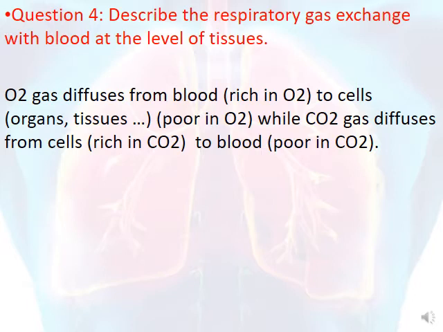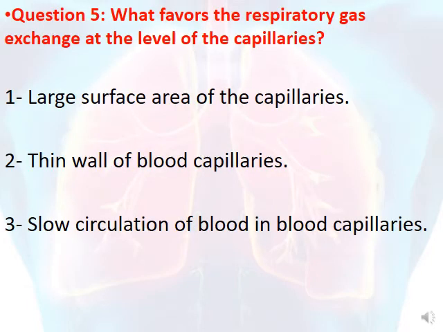So oxygen gas diffuses from the blood, rich in oxygen, to the cells, organs, and tissues that are poor in oxygen, while carbon dioxide gas, CO2, diffuses from the cells that are rich in carbon dioxide to the blood that is poor in carbon dioxide.